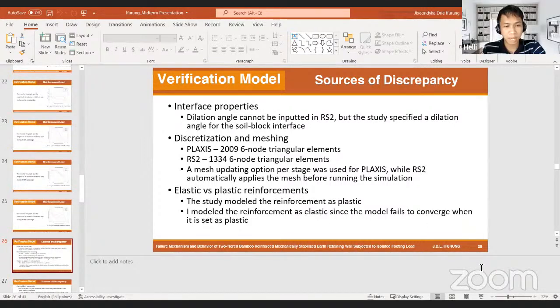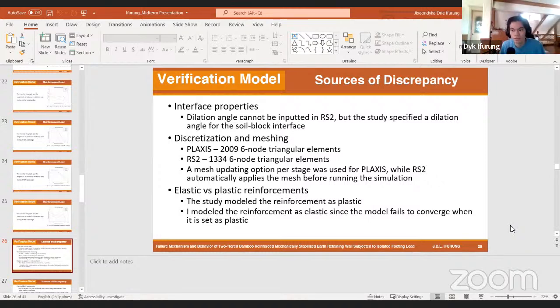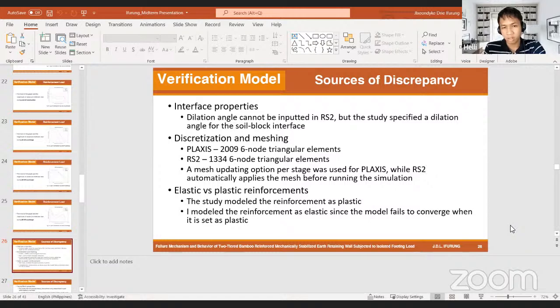Okay, for the elastic versus plastic reinforcements, you said that you modeled the reinforcement as elastic since the model fails to converge when it is set as plastic, no? Yes, sir. But in the study, the reinforcement was modeled as plastic. Did you make any adjustments to the model when the reinforcement is plastic? It failed to converge when plastic, so maybe there are other parameters or adjustments you should have made?